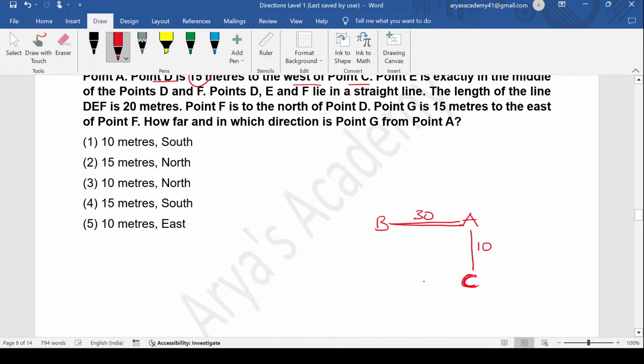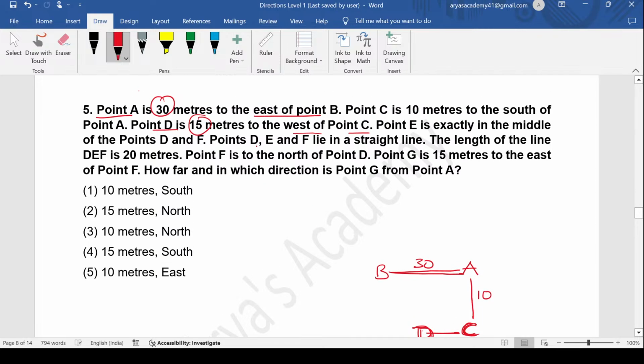15 means I have to be exactly in the middle. And here is which point? Point D. And this distance is exactly half of 30, that is 15. Right? So point D is here. Then now it has been very clearly mentioned.